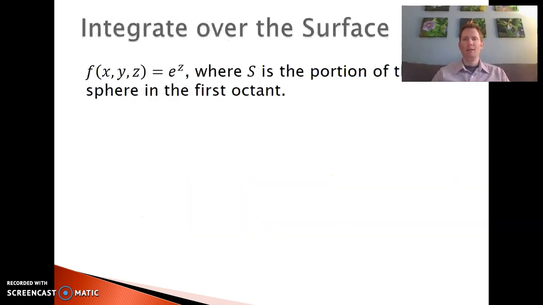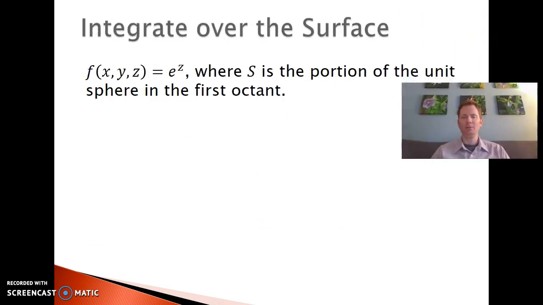I want to demonstrate an example of this. Let me move the video down just a little. There you go. So I want to integrate over the surface S. In this case, S is going to be the portion of the unit sphere in the first octant, and we're going to integrate this function over the surface: f of x, y, z equals e to the z.